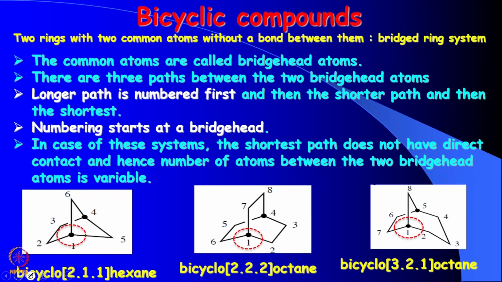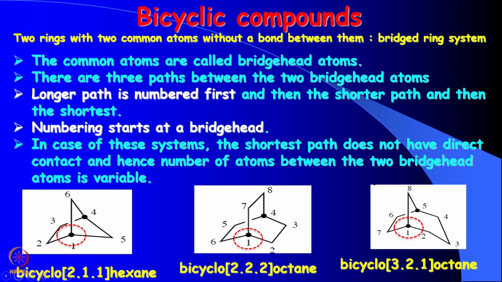The third type of bicyclic compound is the bridged ring system. So, here the common atoms are called bridged atoms. There are 3 paths between the 2 bridged atoms. The longer path is numbered first, and then the shorter path, and then the shortest path. The numbering starts at a bridgehead. So, in the case of this system, the shortest path does not have direct contact, and hence the number of atoms between the 2 bridged atoms is variable.